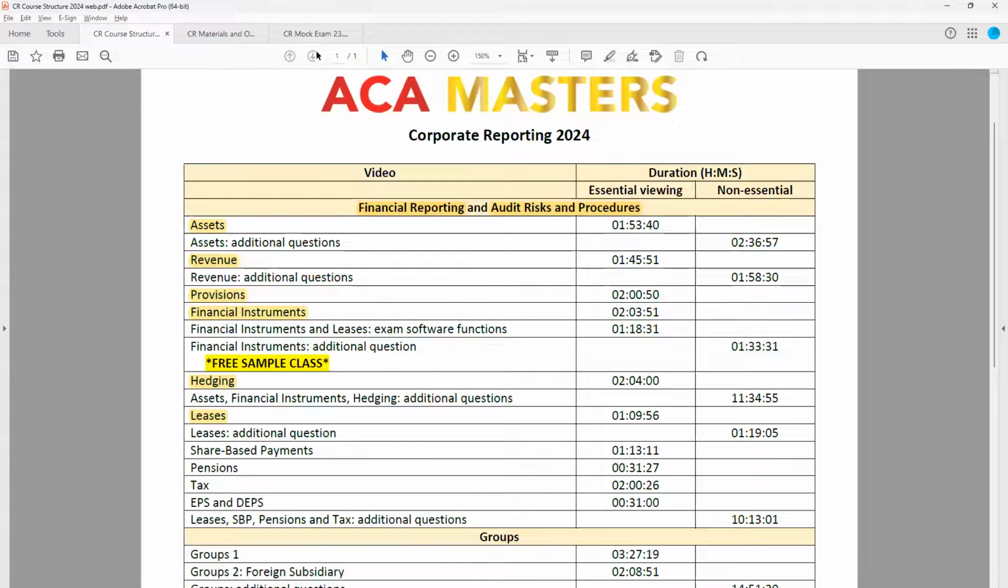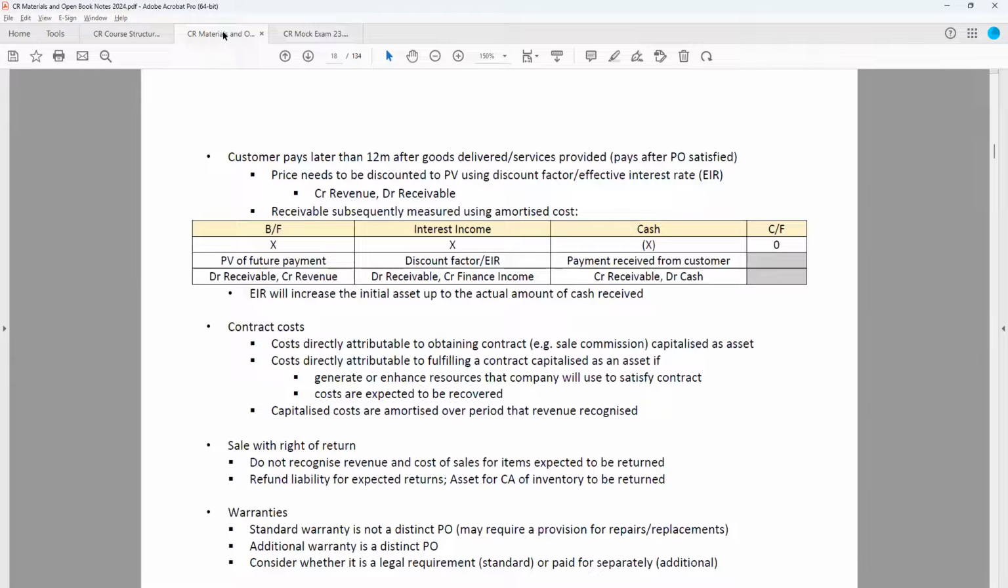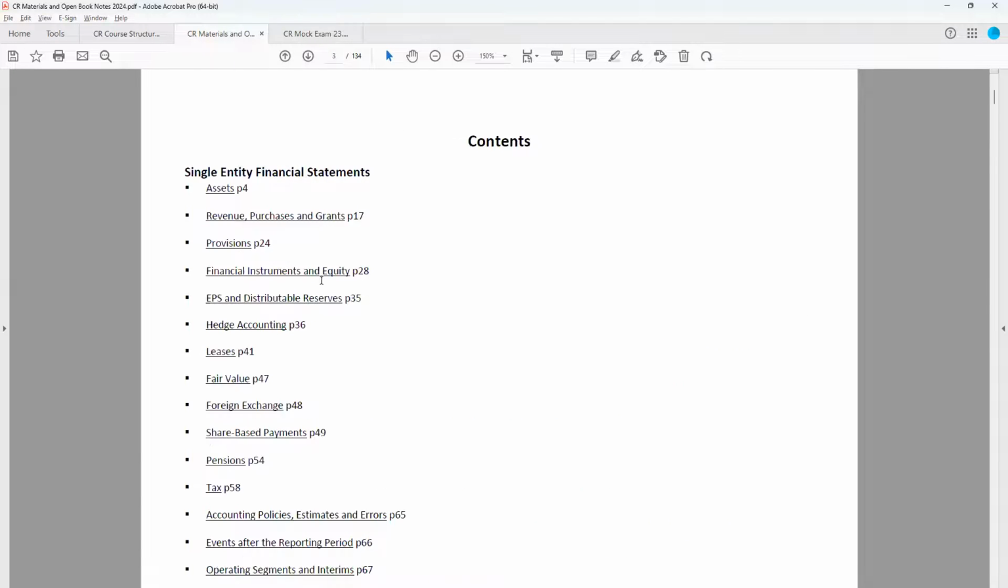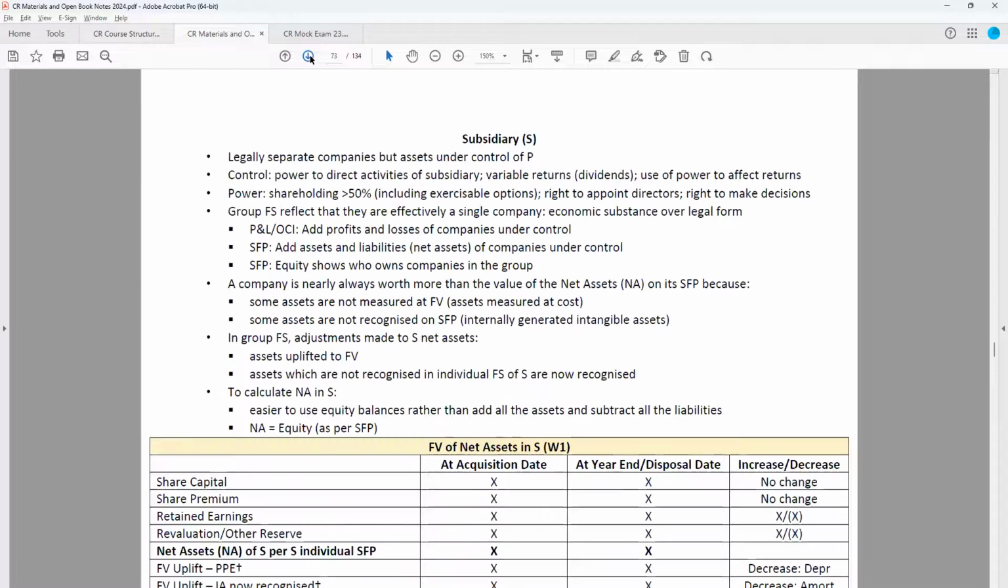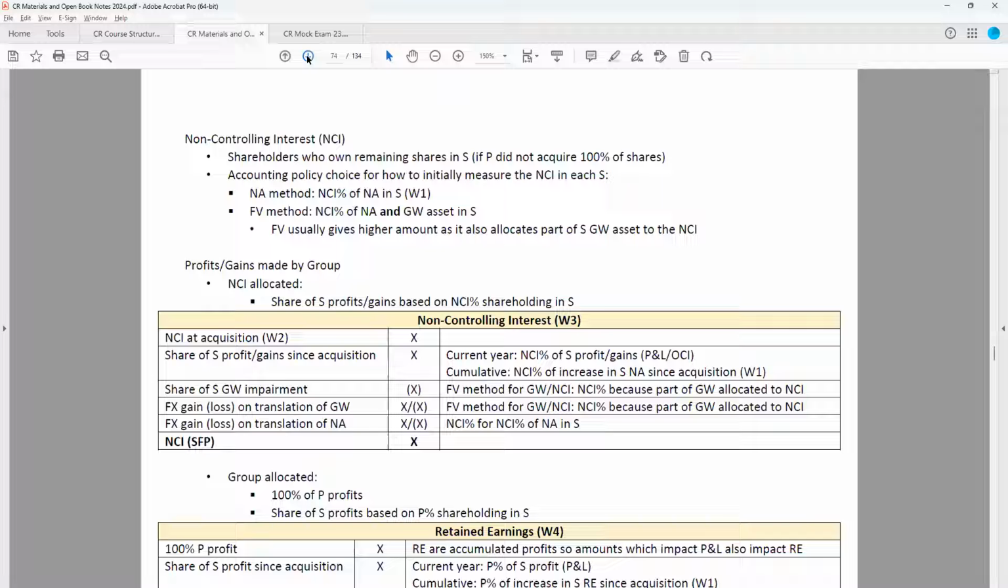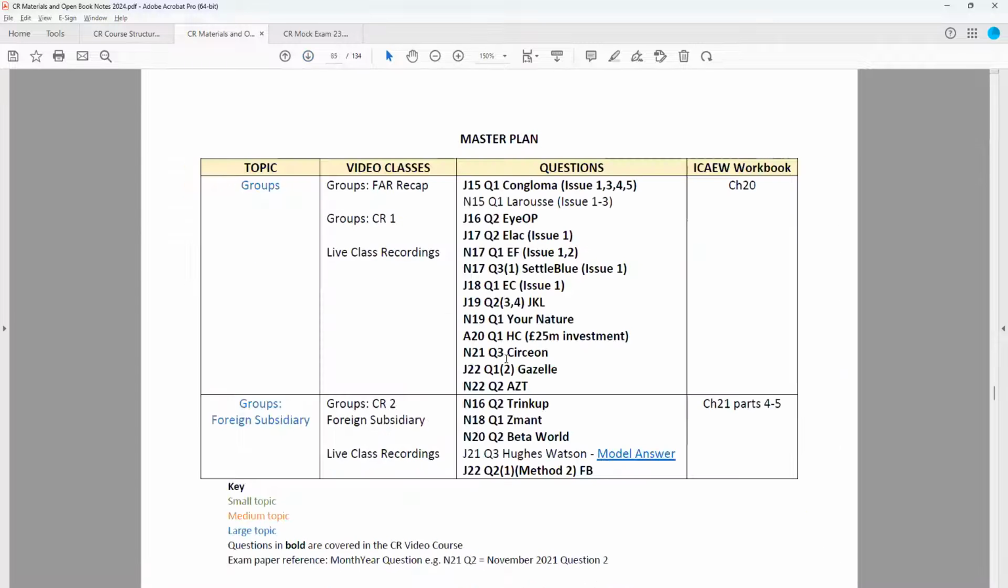So for example, you do a full exam, and you lost quite a few marks on the FR question because you weren't particularly strong on groups, or you lost a lot of marks on the groups question, then of course you can go away and go back to your notes and the ICAEW workbook, make sure you get back up to speed on those groups technical aspects, and then you can just go to the master plan section on groups and then practice several questions on groups one after the other.